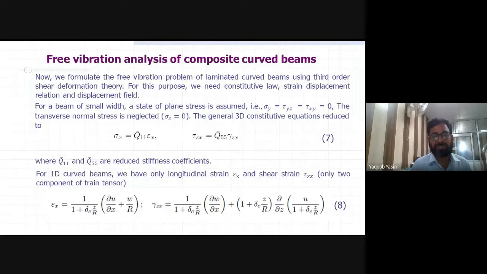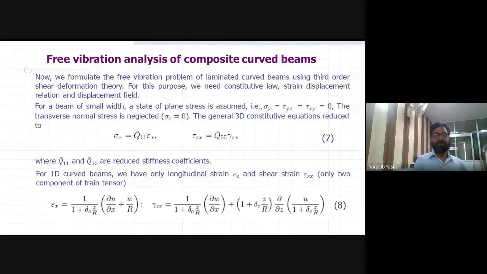the derivation of such equations, such systems, we have to know the value of the constitutive equations. So we have in equation number 7 the constitutive law, the relationship between stress and strain. For this we have longitudinal stress, which is represented by sigma x, and it is a function of normal strain. Similarly, we have shear stress, which is a function of shear strain. So this is our constitutive law, and the material properties will be Q11 and Q55. These are the symbols which are well known and well established and mostly used in the scientific community.